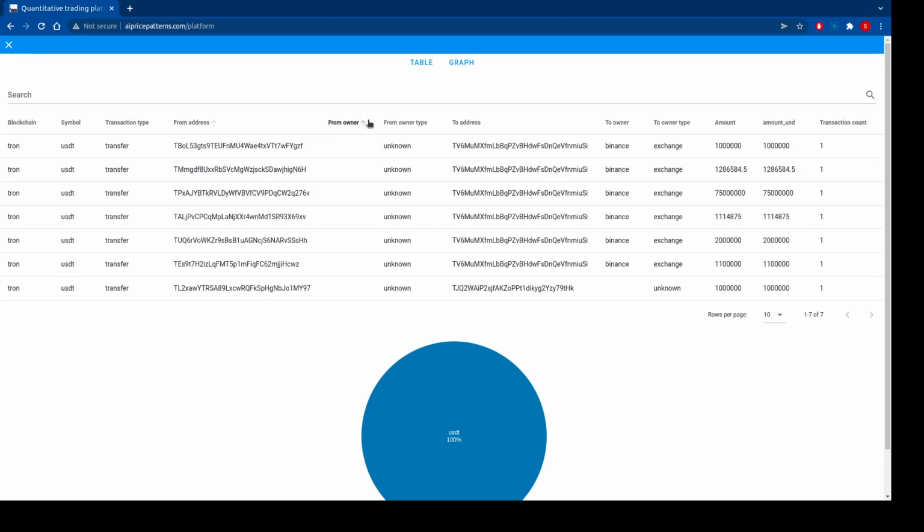Where is the data? From owner type unknown, it means private wallet, to Binance, this information, and we could see all the information about recent transactions from private wallets to Binance. It means some large player wants to buy some coins, but it could cause some movement for an uptrend for several coins. Let's see what coin is interesting at this moment.